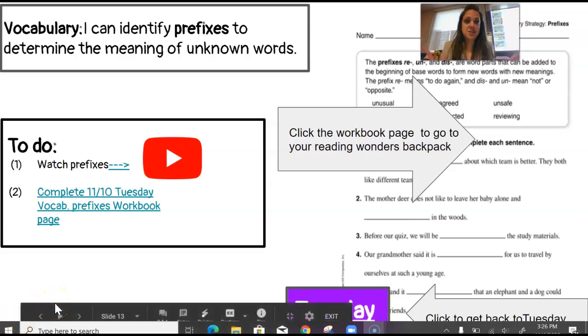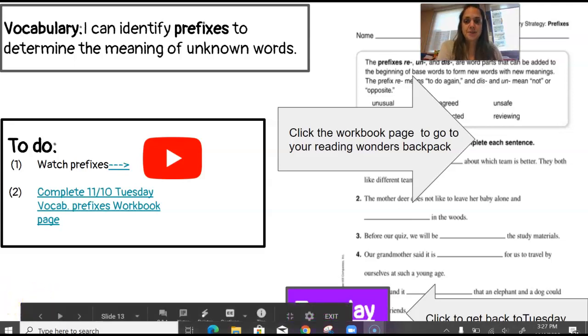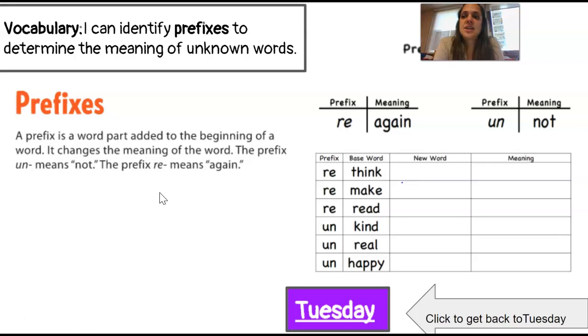What is our purpose as readers today? I can identify prefixes to determine the meaning of unknown words. So your to-do: watch this prefix mini lesson and complete your Ed Puzzle. Complete the November 10th, Tuesday vocab prefixes workbook page. So again, our purpose is I can identify prefixes to determine the meaning of unknown words.